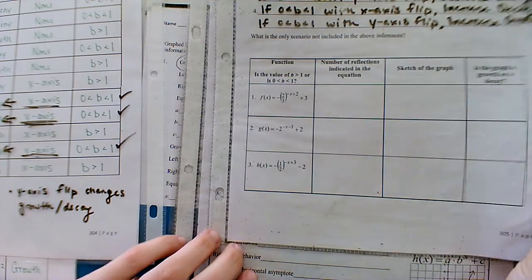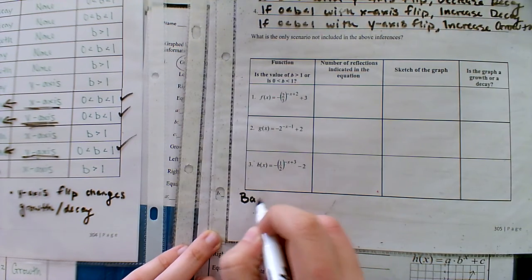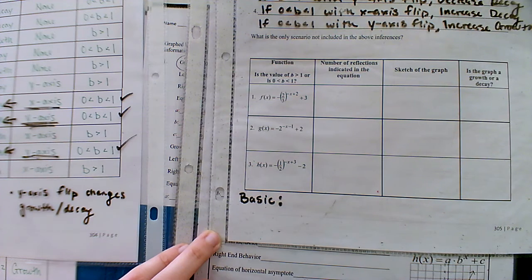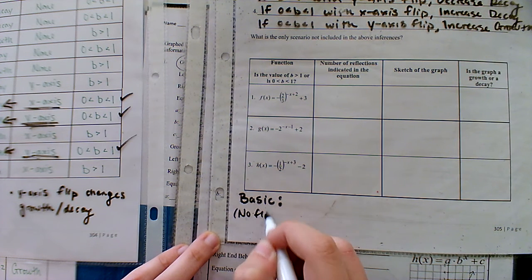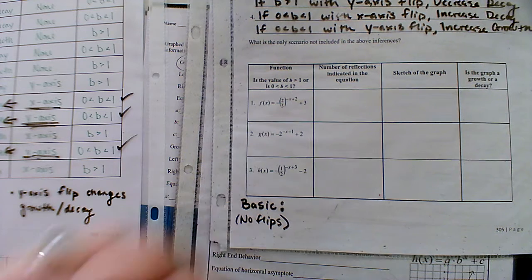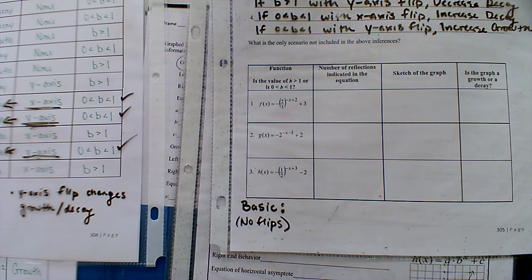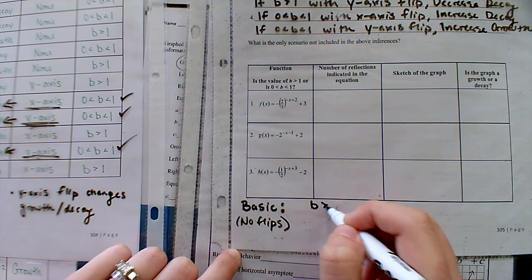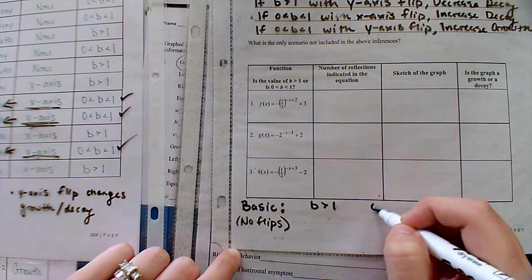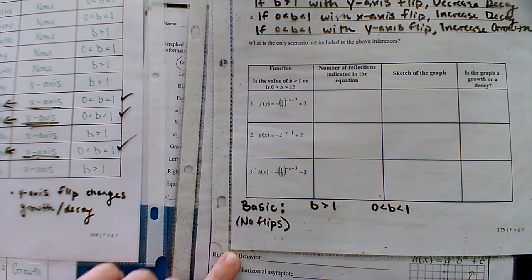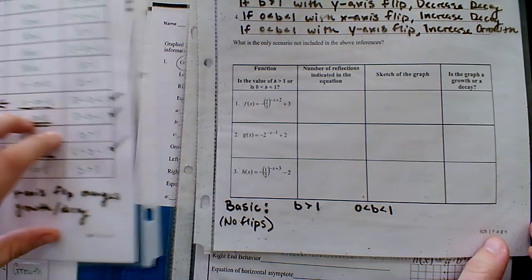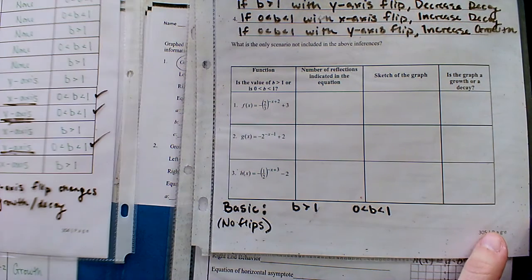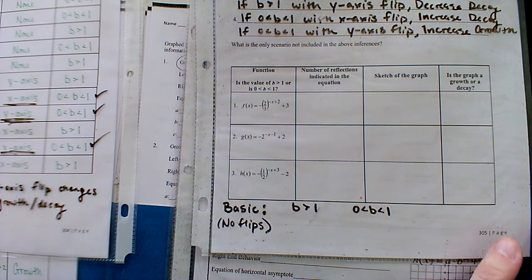At the bottom of this page 305, I want us to take a look though at what the basic shape of an exponential function looks like. When I say basic, I mean no flips. Okay, basically a parent function, something that you're starting with. So in this case, we have two different options. We can have a base that's bigger than 1, or a base that's between 0 and 1. All right, so to help us with these basic shapes, we're going to look at numbers 1 and 2 from the top of the page.